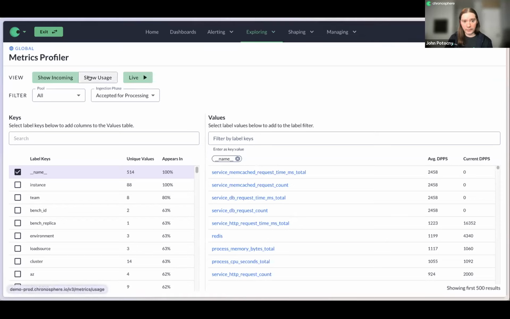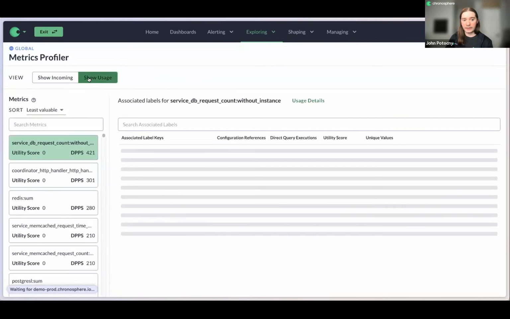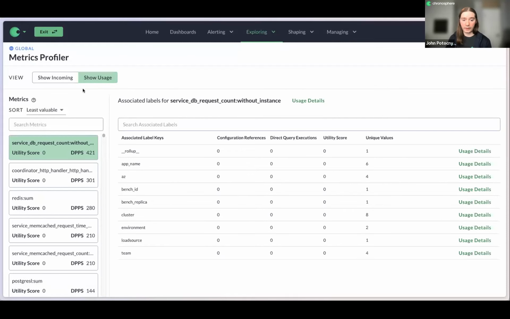So within our profiler, in addition to being able to let you see incoming traffic in real time, you can also see what usage looks like across all the metrics that you are sending into Chronosphere. This looks at every reference where a metric is being queried in a dashboard or an alert. It looks at direct executions, whether it's via our API or via ad hoc querying in our Explorer. And it tells you users that are accessing the data as well. All of this in relation to the cost that a metric is incurring in the system in terms of data points per second. So what I am seeing here by default are the least valuable metrics.